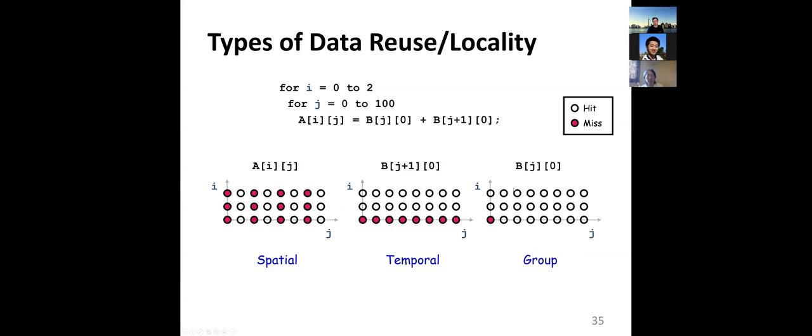And that's a group reuse locality. This is a combination of both spatial and temporal. So B[j][0] is the example of that, where it's both spatial, right, because you go through this dimension in the spatial direction, and temporal. So that's called the group one, and it's going to be only missed once, right? Okay.